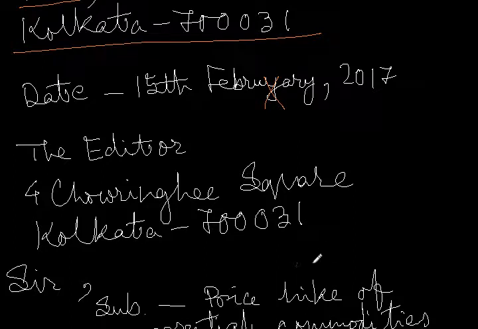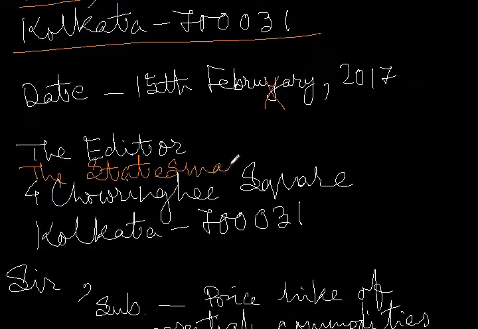Then you are going to write the address of that particular newspaper where you are writing the letter to, and then you are going to write the editor. Like I have chosen the address of the Statesman, so over here you are going to write the Statesman. Then you are going to write 4 Chaurungi Square, Kolkata 700031. Now I have chosen this particular newspaper, the Statesman, and if you write a letter to the editor of the Statesman, please remember this particular address. The editor, the Statesman, 4 Chaurungi Square, Kolkata 700031.